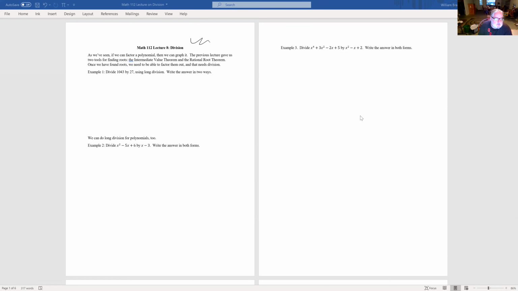So let's do a long division problem, 1043 divided by 27. So we take 1043, put it in this rectangle thing, and we put the 27 here. So how do we do this division? Well, we need to find 27 goes into 100, doesn't go into 10, so it goes into 104. How many times does it go into 104? The answer is 3 times.